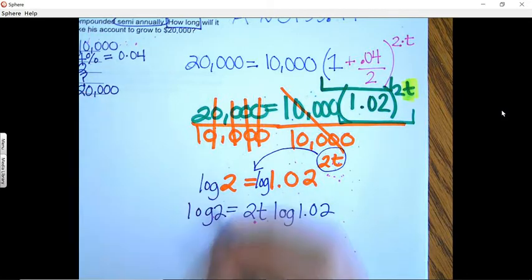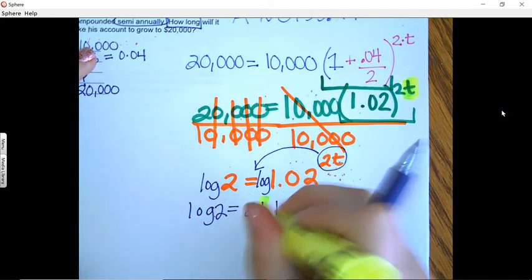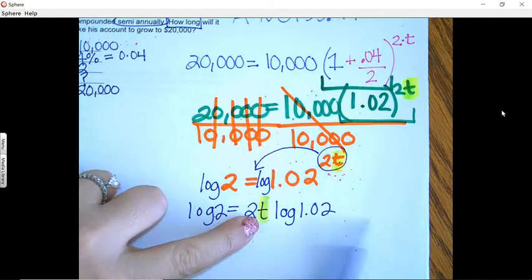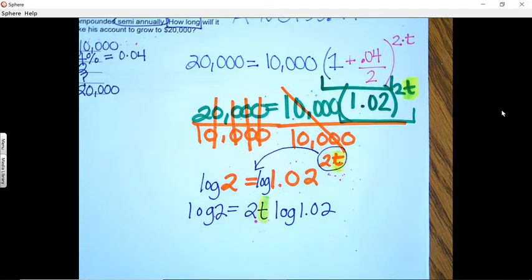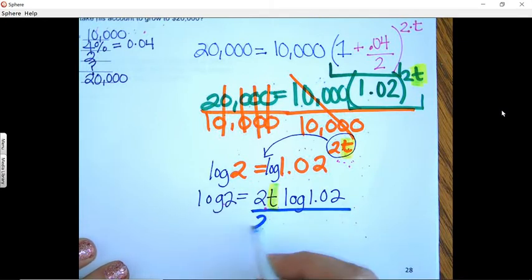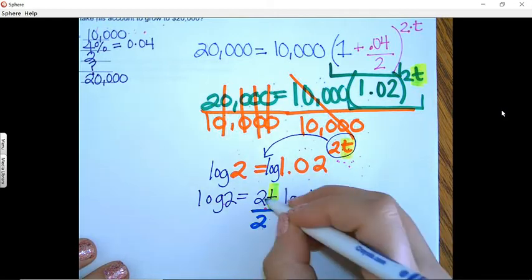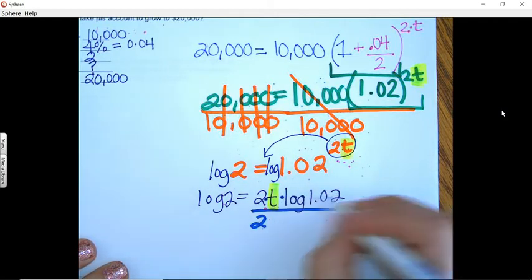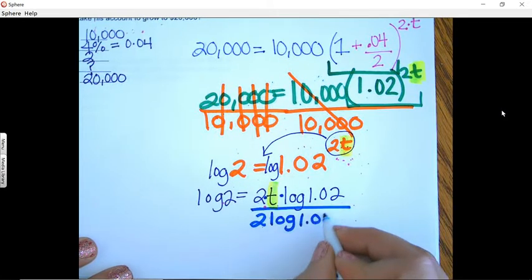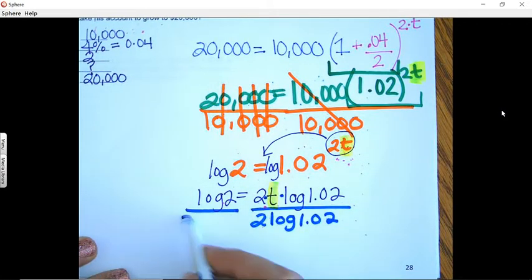So remember, our goal is to solve for t. If I want t left here and everything else gone, this 2 is being multiplied to the t. To get rid of it, I would need to divide, because 2 divided by 2 is 1. Not only that, this is also being multiplied to the t, so I'm going to divide both sides by 2 log 1.02.